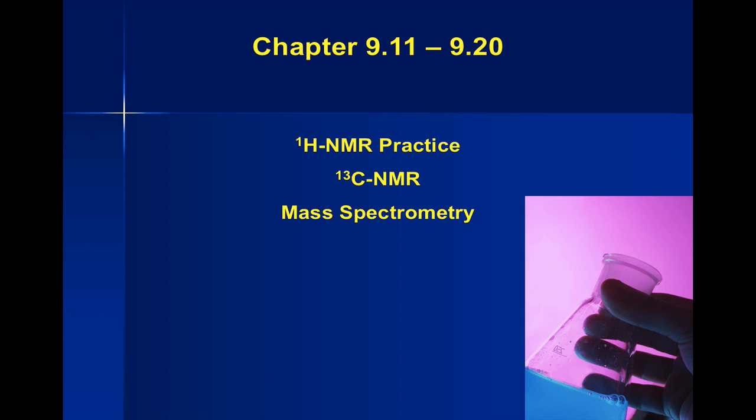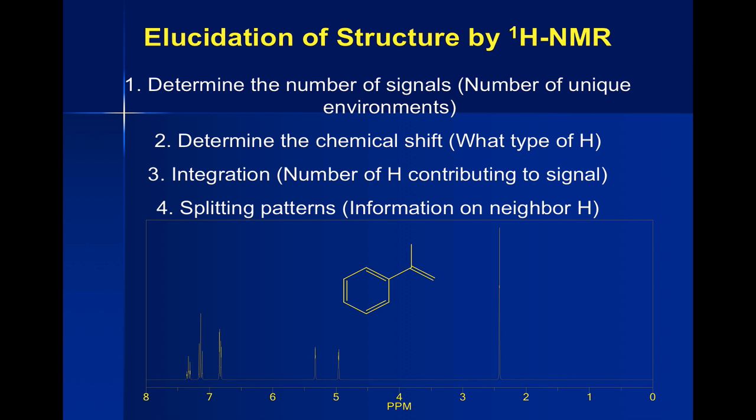All right, let's do a little more NMR practice. Some of these are a little hard to see without the light on, so try not to go to sleep. All right. So when we're elucidating a structure by the use of proton NMR, there are these four things that we talked about, right? Keep these four things in mind and go through them.